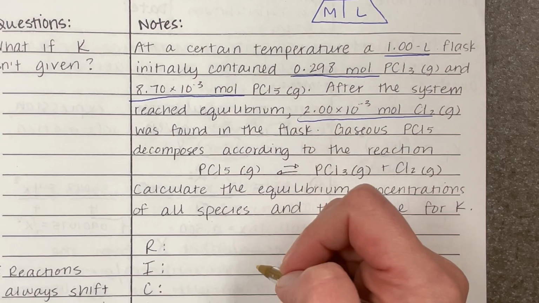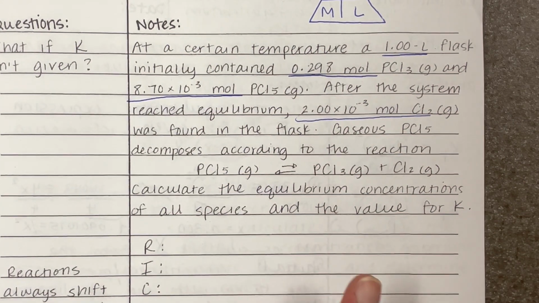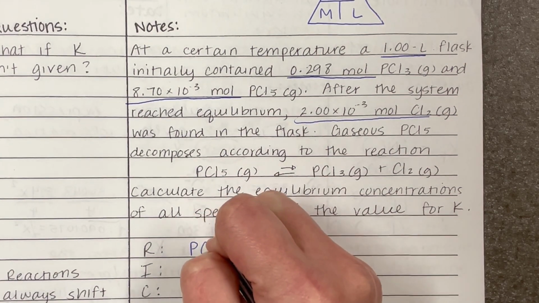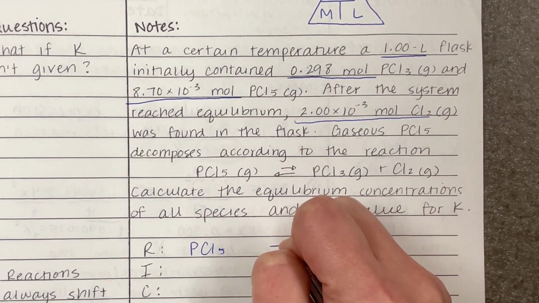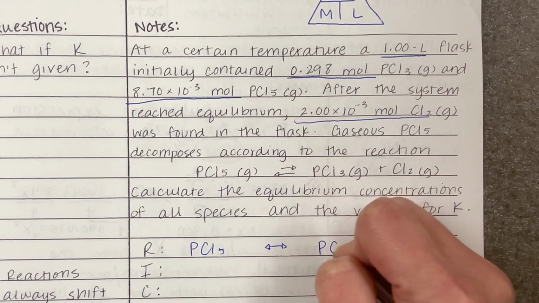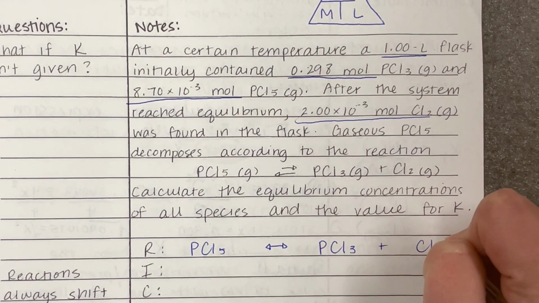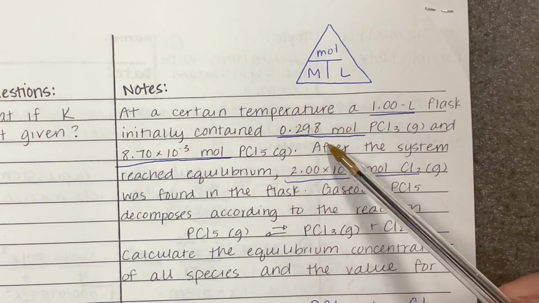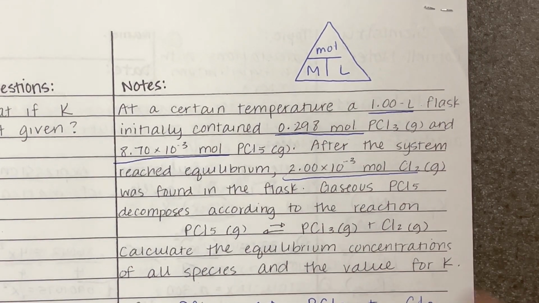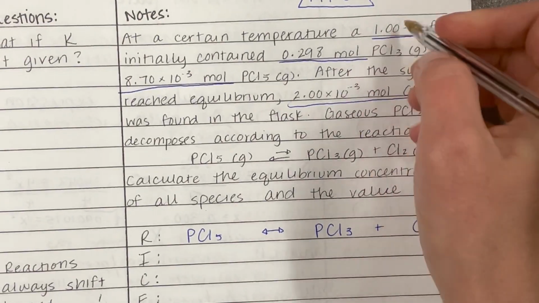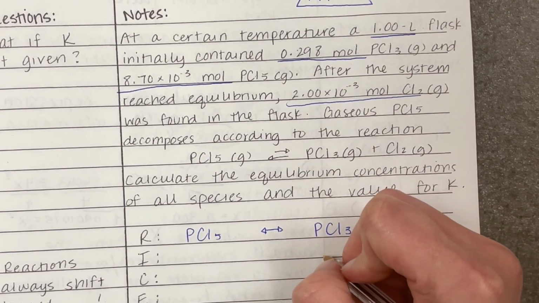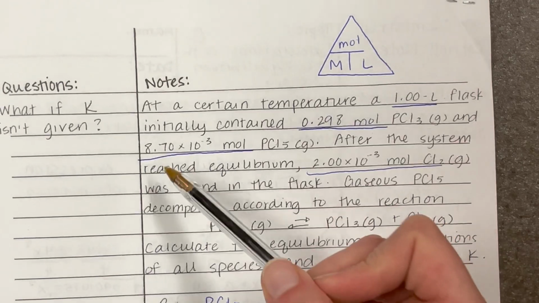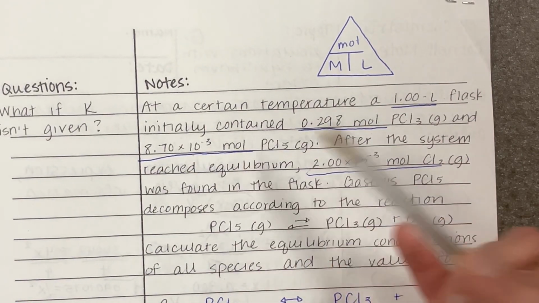So first, write the equation. It's a lot of information to sort through, so instead of getting intimidated by it, we're just going to start at the beginning. Write the equation. PCl5, space it out, is producing PCl3 and chlorine gas. Okay? Let's think about what we had initially. It says initially it contained this many moles of phosphorus trichloride. And we said that the molarity is going to be the same because it's in a 1 liter container. So the phosphorus trichloride is 0.298 initially. And then we have 8.7 times 10 to the negative third moles of PCl5.